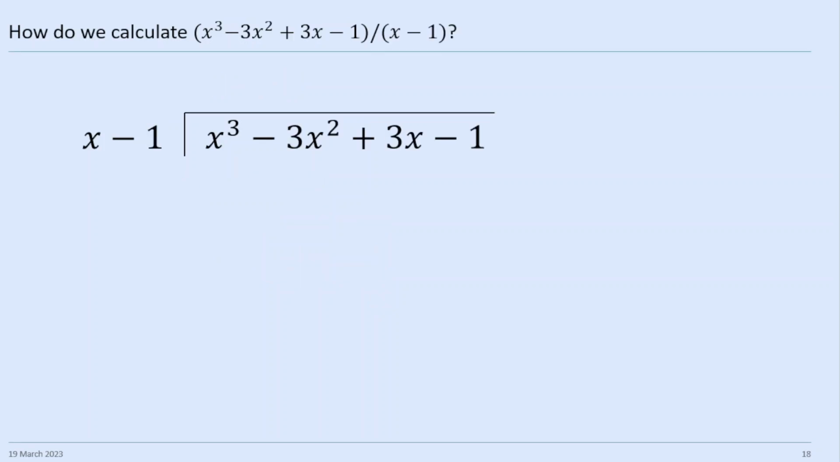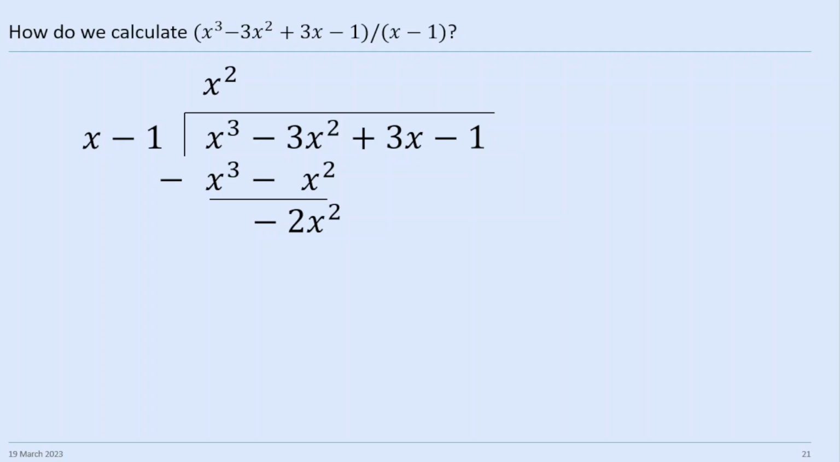And finally, let's look at a cubic, which again we covered in the video on factorization. So x cubed minus 3x squared plus 3x minus 1. Divide that by x minus 1. How many x's in x cubed? There are x squared x's in x cubed. Times x minus 1 by x squared, we get x cubed minus x squared. Take them away from each other, we get minus 2x squared.